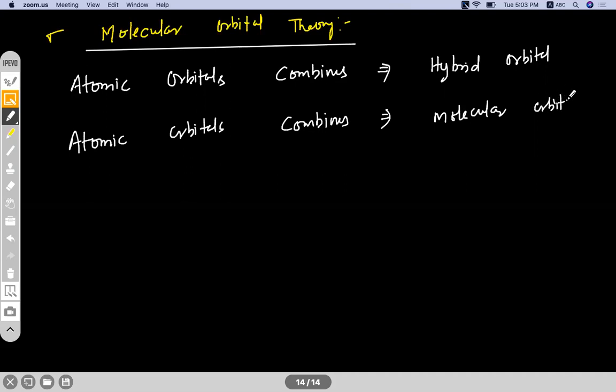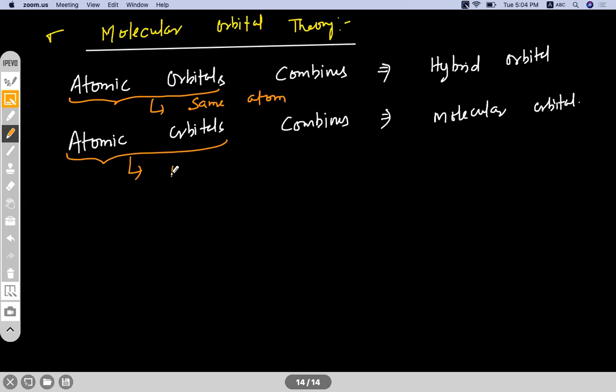Then you'll ask me, so what is the difference in the two? In both you are saying atomic orbitals combine and form this. Then what is the difference between molecular orbital and hybrid orbital? Okay. So the basic difference is this: when hybrid orbital forms, the atomic orbitals must belong to the same atom. But when molecular orbital forms, atomic orbitals of different atoms combine. Are you getting me?